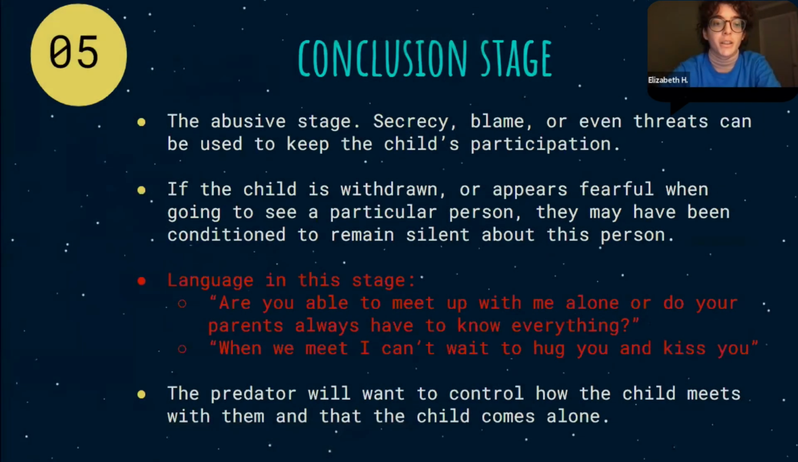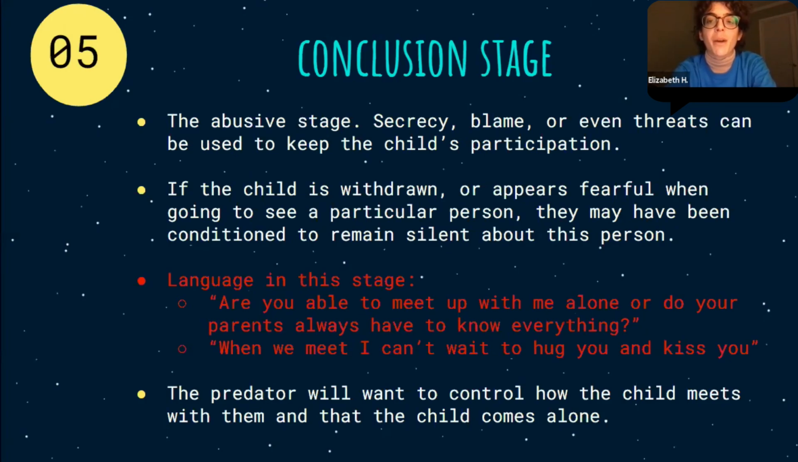So this is the conclusion stage. This is also referred to as the abusive stage. Some common tactics that are used during this stage to keep the child or young person's participation include secrecy, blame, or even threatening the person. An example of a threat that may be used by an online groomer includes threatening to share explicit pictures that the victim may have been coerced into sending by the predator.